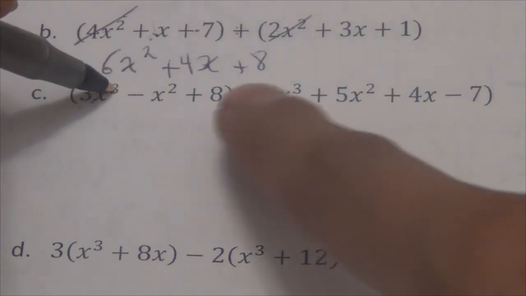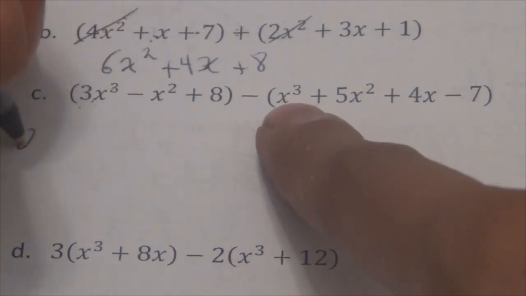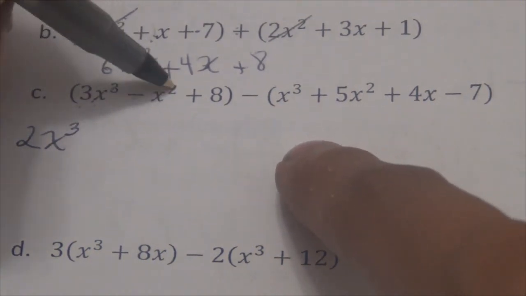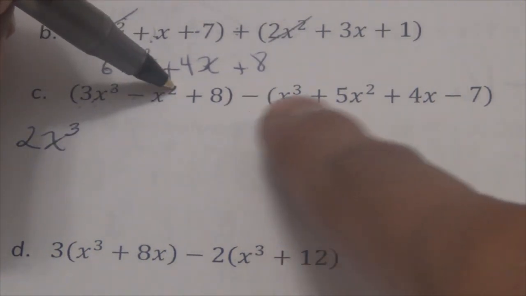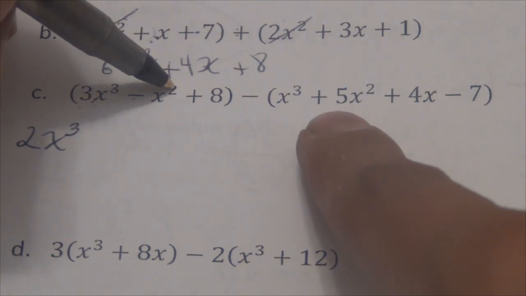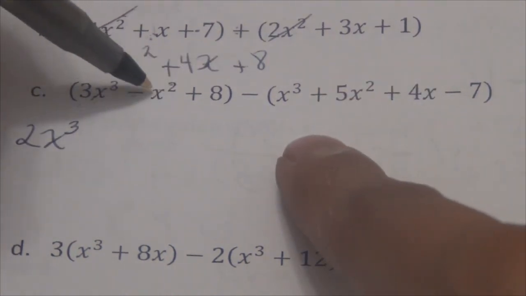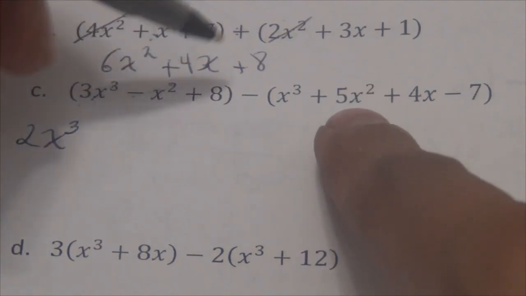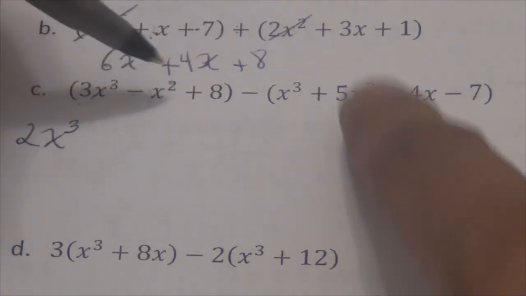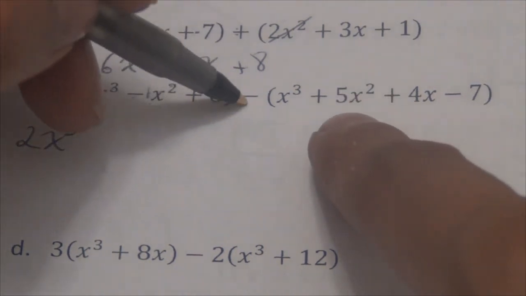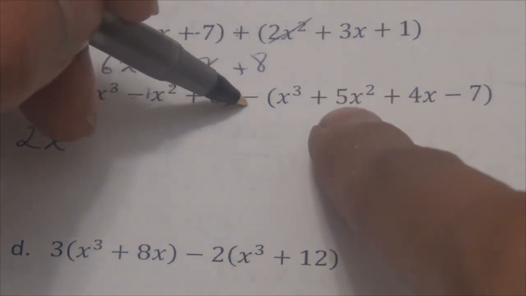Three x to the third minus x to the third is 2x to the third. Negative x squared minus 5x squared. What is negative x squared? Negative 1. Look, they're like terms, so you don't have to worry about the x and the exponent. We have to worry about the coefficient. So this is negative 1 minus positive 5.